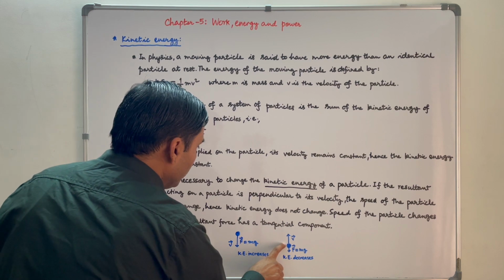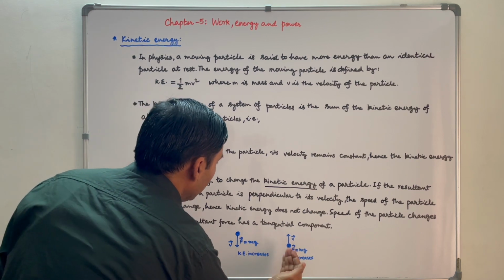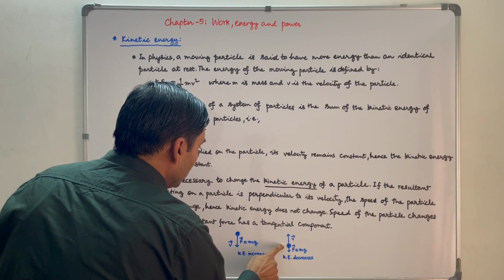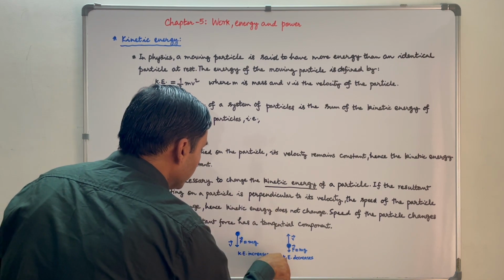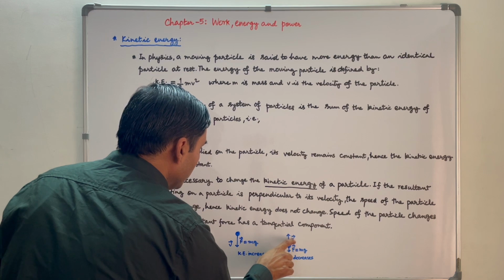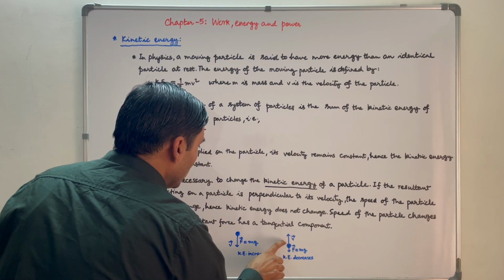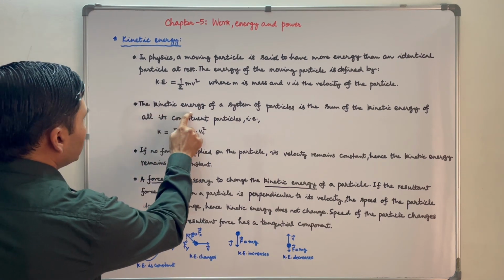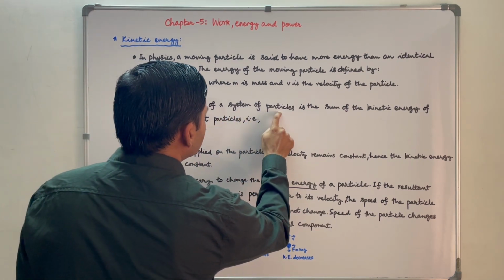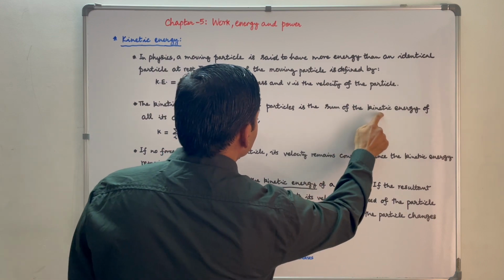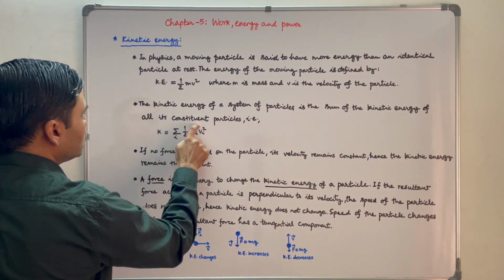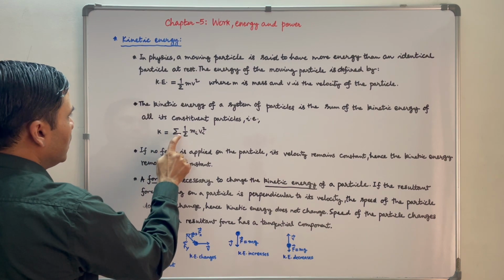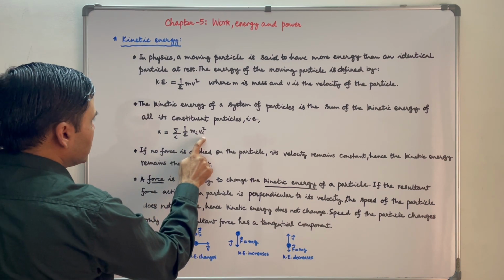In scenario 5, a particle is projected vertically upwards. So it is moving upwards. Force of gravity on it will work vertically downwards. So force and velocity vectors are anti-parallel. So kinetic energy of this particle will decrease. Kinetic energy of a system of particles is the sum of the kinetic energy of all its constituent particles. It is given by K = summation of 1/2 mi vi².